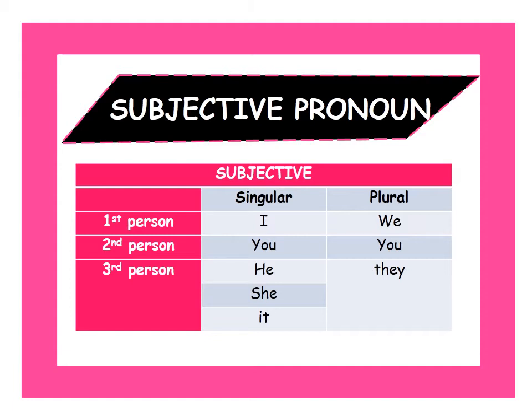For the first person singular, we have I. For the plural, we have we. For the second person singular and plural, we have both you. And lastly, for the third person singular, we have he, she, and it. For the plural, we have they.